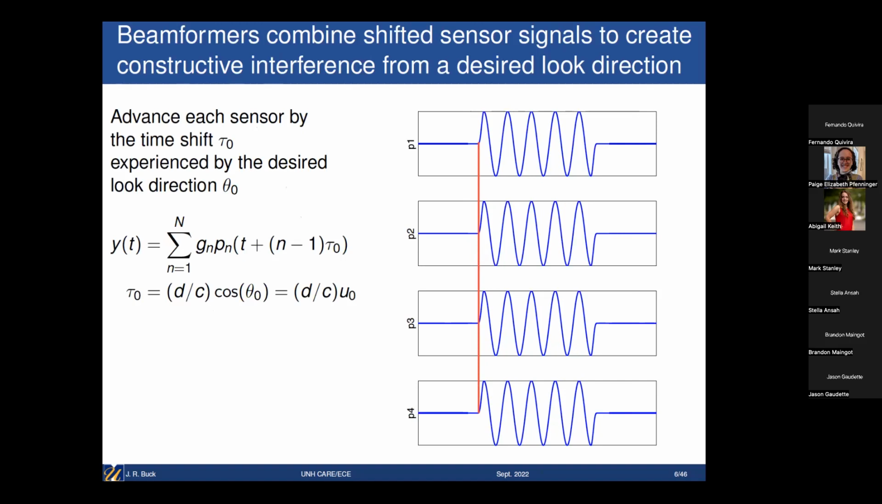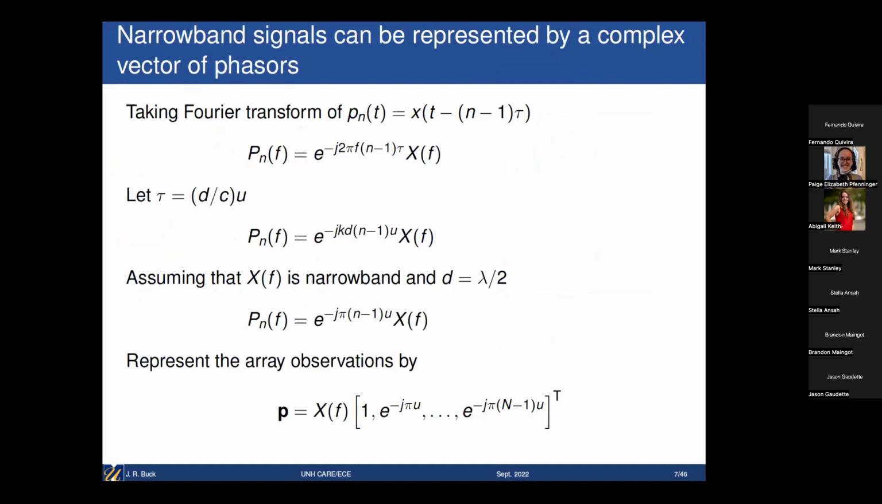So if I put an equation that I say my beamformer output is some weighted sum of the pressure signal at each sensor with a shift where it's been advanced in time by some nominal delay for the angle I'm looking at, theta naught is where I'm putting my attention, right? And so I can find that theta naught in terms of the cosine in that. So that's, again, the conceptual idea.